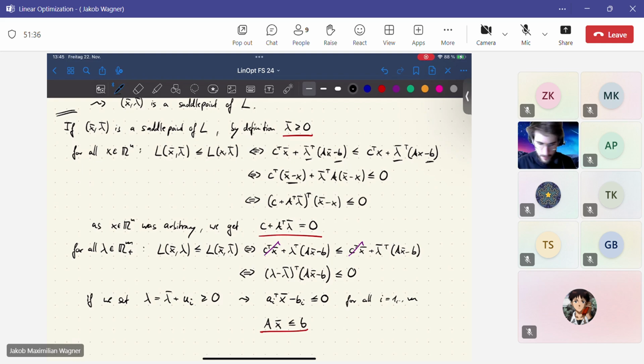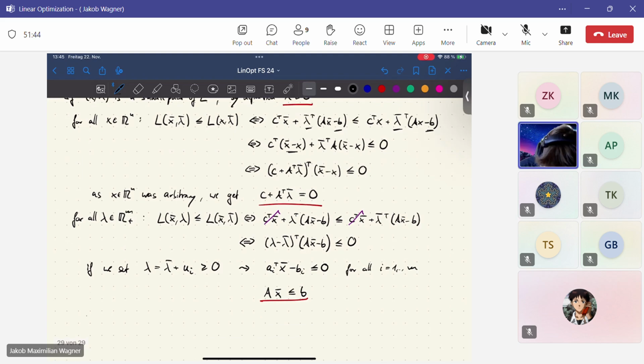And what's left is to show the complementarity condition. So if we set lambda to 0, we have that minus lambda bar transpose (A x bar minus b) is, sorry, we have a minus because we have here a minus lambda bar. This is less or equal than 0.